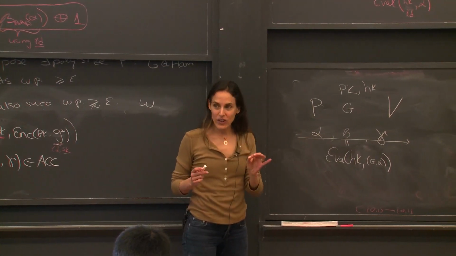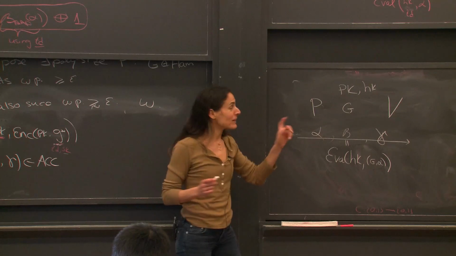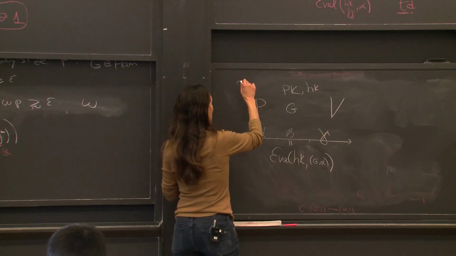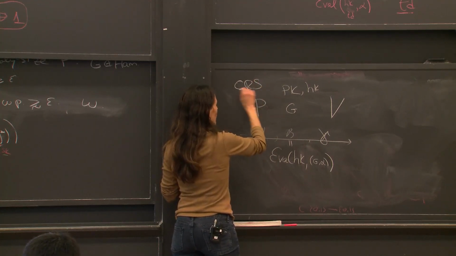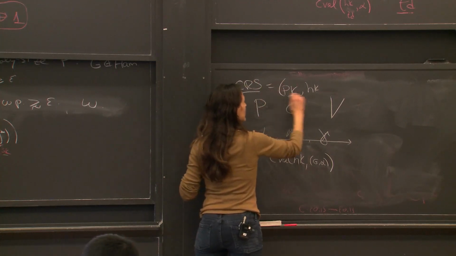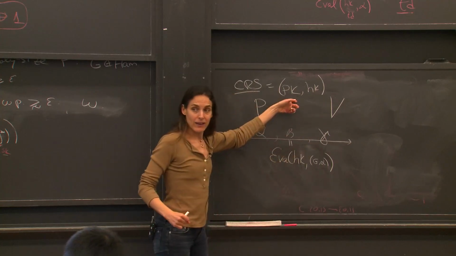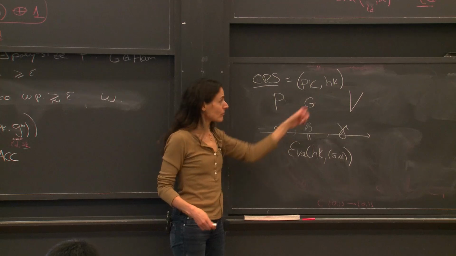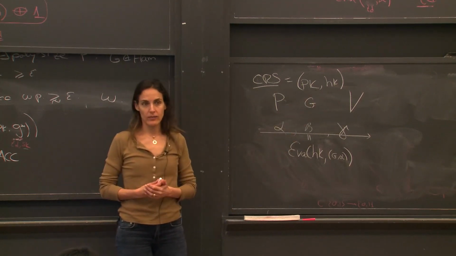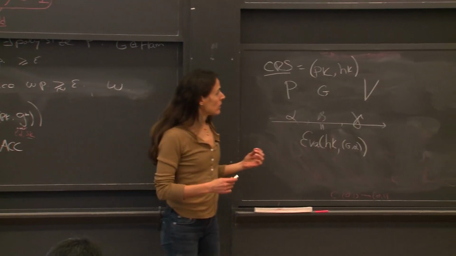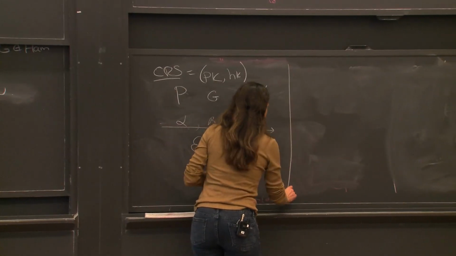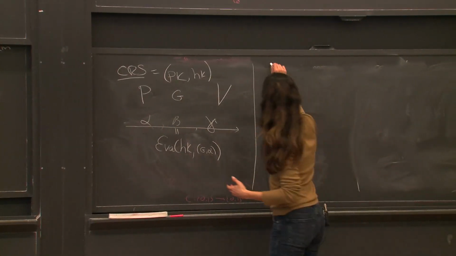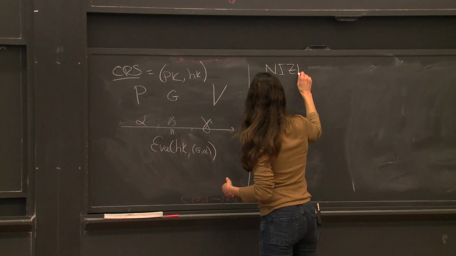However, the definition of zero knowledge here is a bit different because we have a common random string. So this common reference string, denoted by CRS, consists of the public key used for the commitment for the message alpha, and the hash key used for Fiat-Shamir. Now, I want to argue that this protocol is a NIZK, non-interactive zero knowledge.